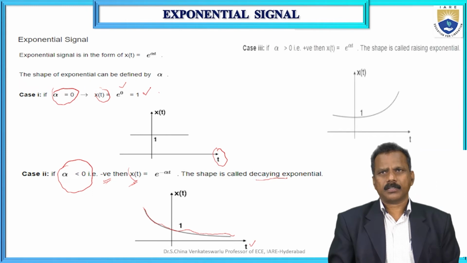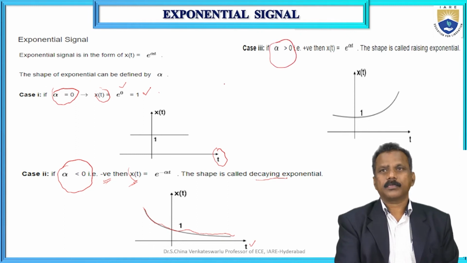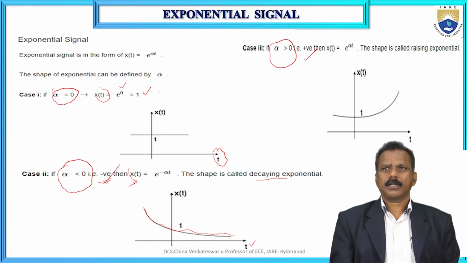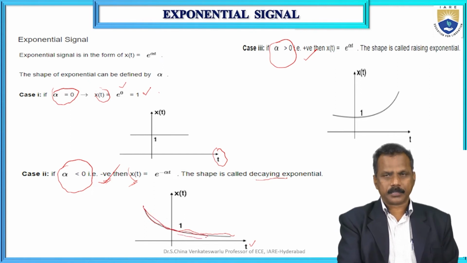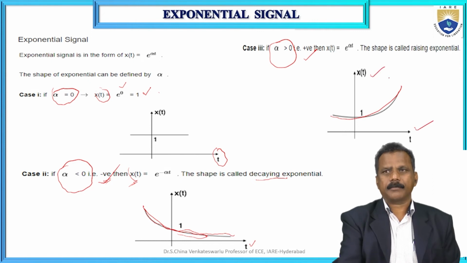Next, coming to case 3: if alpha is greater than 0, that is positive. Here the polarity was negative, now it is positive. Then x of t is equal to e power alpha t. The shape is called a rising exponential. Here it is a decaying exponential, and here is a rising exponential. These exponential signals are required for signal manipulation and for signal strength verification analysis, t versus x of t.